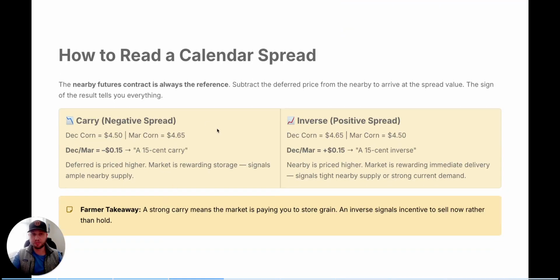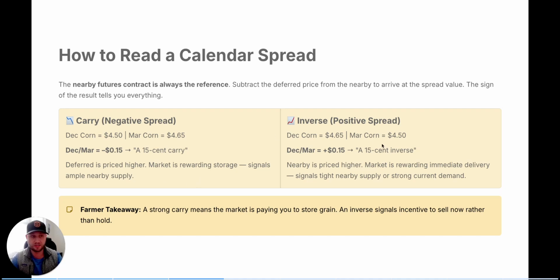So how do we read calendar spreads? The nearby contract is always your reference and you're subtracting the deferred from it. So you can get a negative and a positive, and we'll go through what the difference is on each of those. In a negative spread, like what we had, our December versus March is negative 15 cents. That is saying the deferred is priced higher and the market is willing to pay you an additional 15 cents to carry product from December all the way to March in this situation, signaling really ample nearby supply.